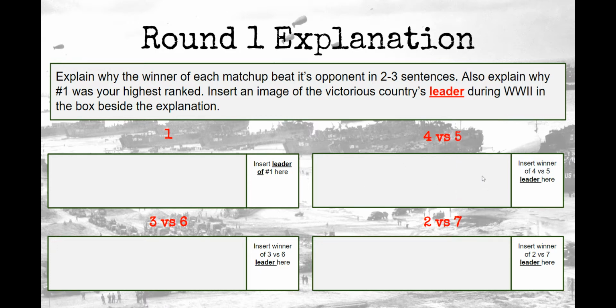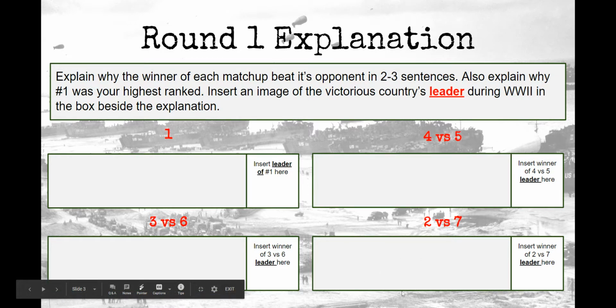Now, I know you guys ranked these, and that was a rough ranking, but if you go through and look at the evidence and you realize, oh, I think this 5 seed was actually more likely to have caused World War II, that's okay. You can put that 5 seed as your victor. The rankings at the beginning are just rough rankings, and then I want you to get into some of the details once we get through here. So if the 7 upsets the 2, that's okay. That's fine as long as you have a valid explanation in 2 to 3 sentences. Then you're going to insert a picture.